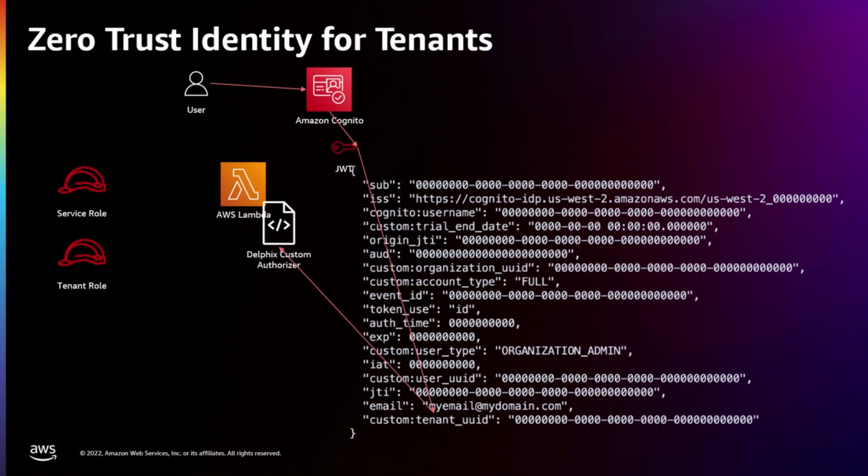The Delphix custom authorizer verifies the JWT, then allows the customer to STS assume role into the tenant role, and now the application can operate as if it was them and access tenant-specific resources like S3 buckets, KMS keys, or secrets.